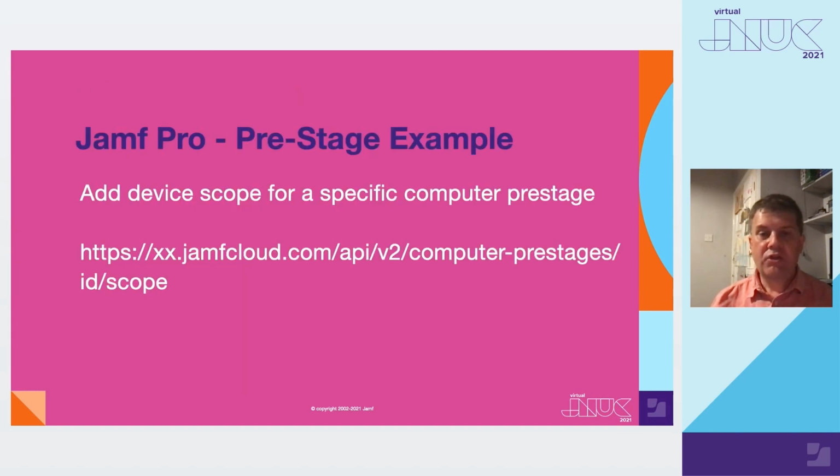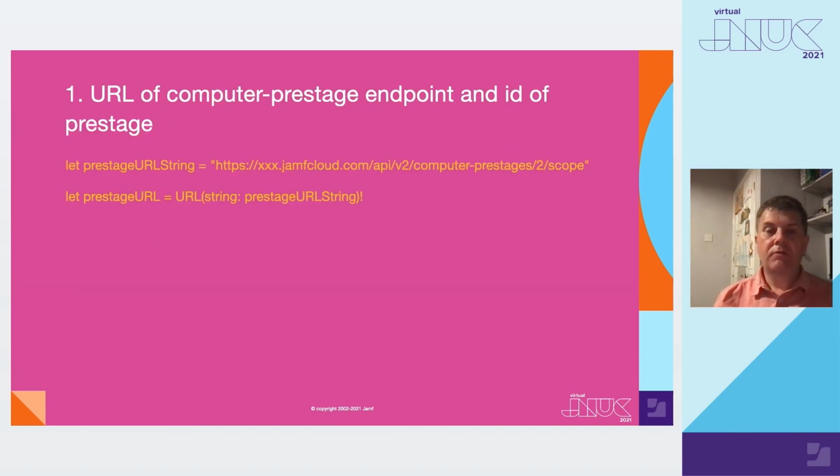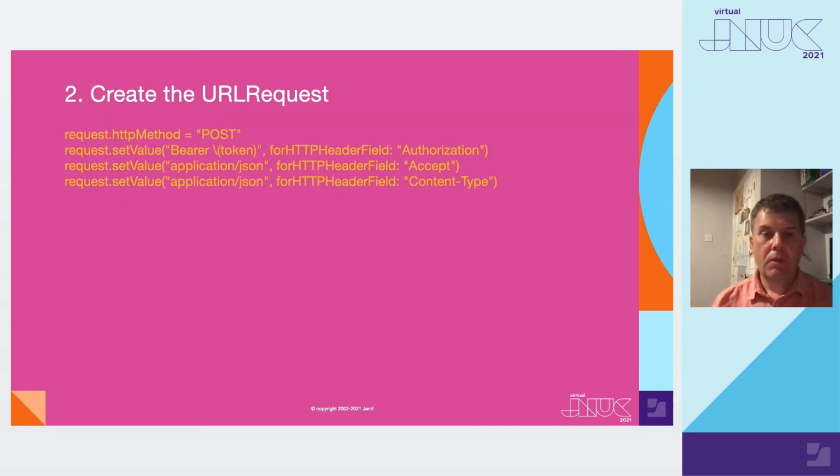To make a change to it, we're going to add a computer to that pre-stage. So we create our URL. It's the same URL. We're going to create the request, so we're going to use POST for the method. We can use the bearer token for the authorization. We can accept the JSON back if we get any data back, and also we need to upload a JSON payload to specify how we want to modify that particular pre-stage.